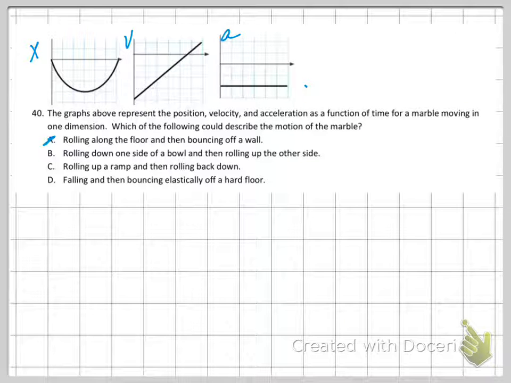All right, let's skip over B and let's look at C. If we roll up a ramp and then roll back down, as we're rolling up a ramp, our velocity would be in a positive direction and getting slower. The velocity graph here is not a positive velocity. You would expect to see, rolling up a ramp, that the velocity would be getting slower as it rolls up the ramp. So C doesn't look good either.